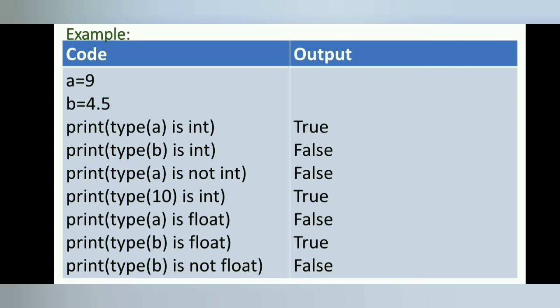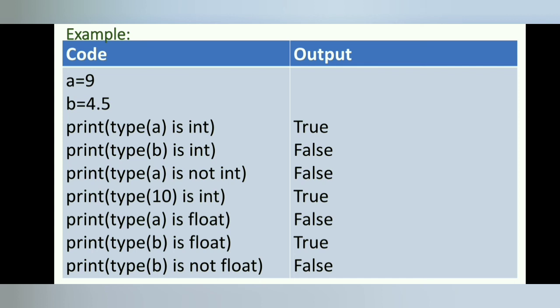The output of print type a is not int will be false because both the operands are of the same data type. The is not operator returns true if both the operands are of different data types. It is false otherwise. The output of print type 10 is int will be true because both the operands are of the same data type. That is, 10 is an integer data type. The output of print type a is float will be false because both the operands are of different data types. Here we are comparing an integer value with a float data type.